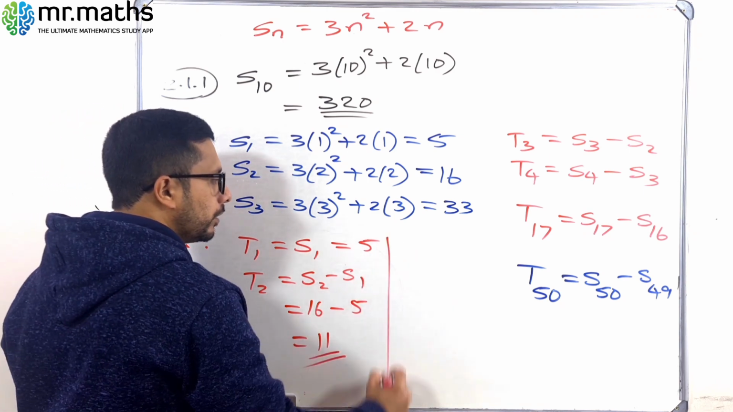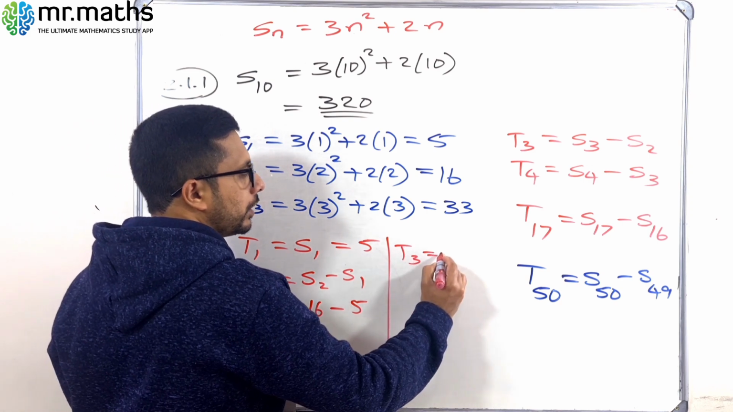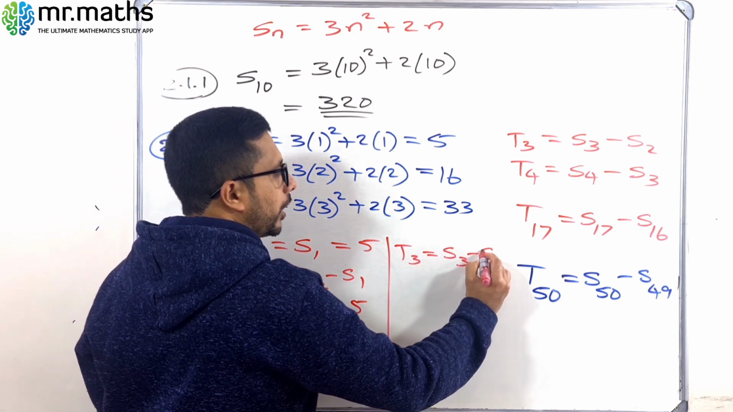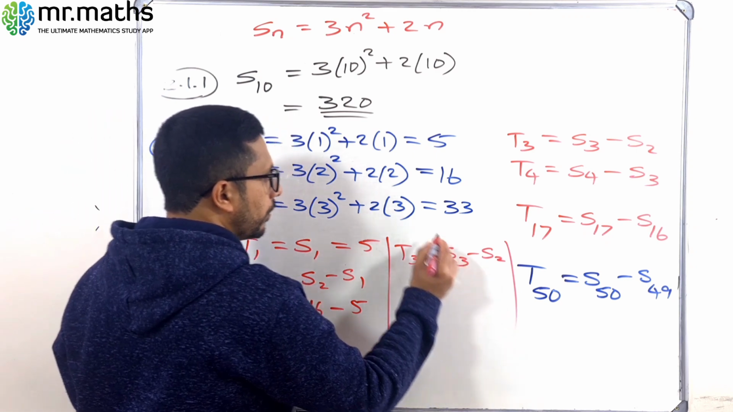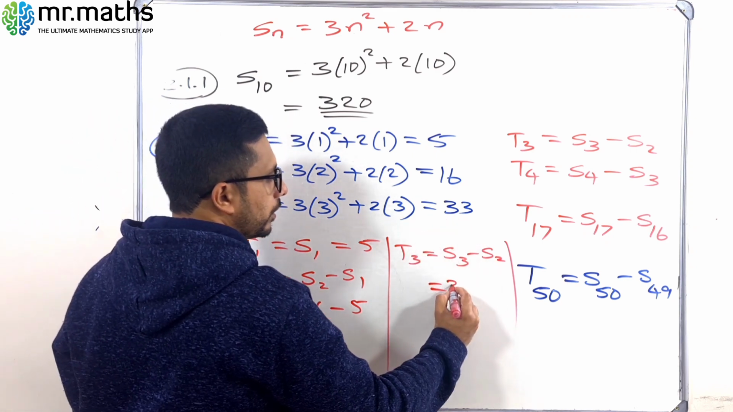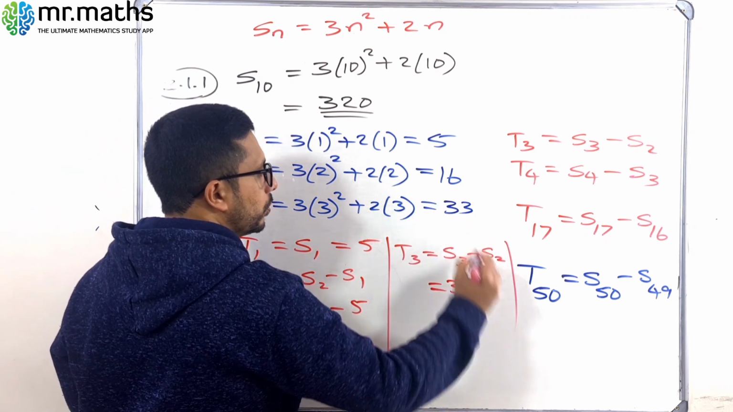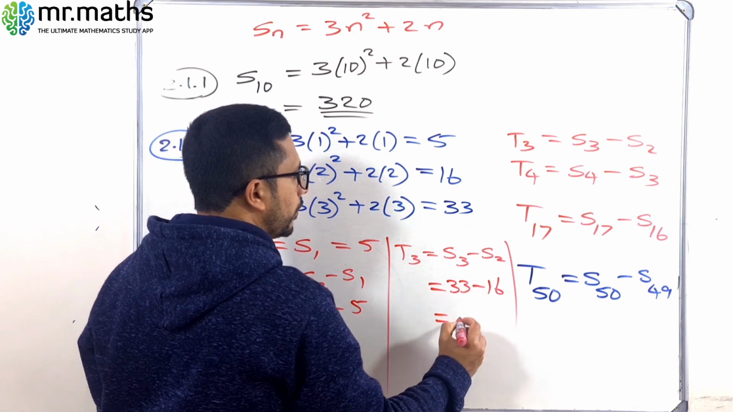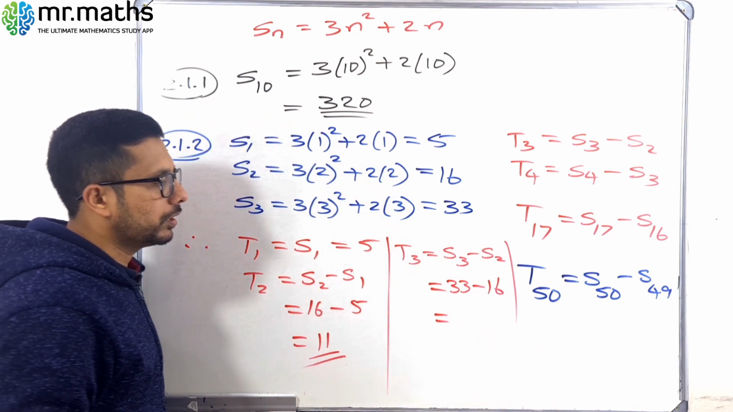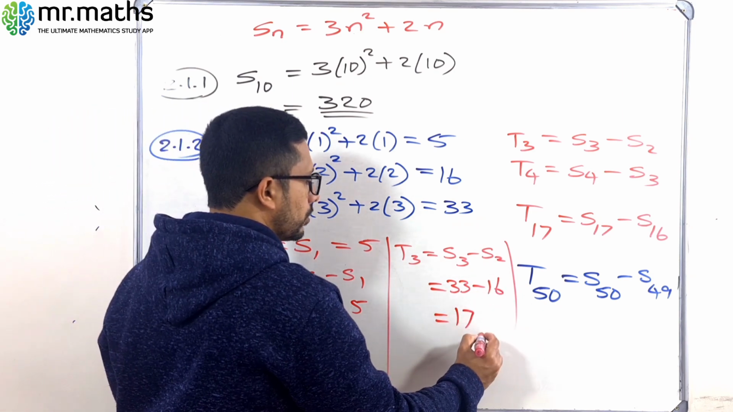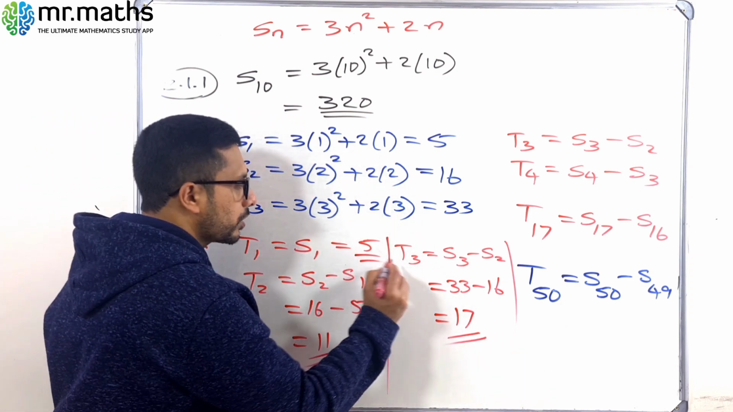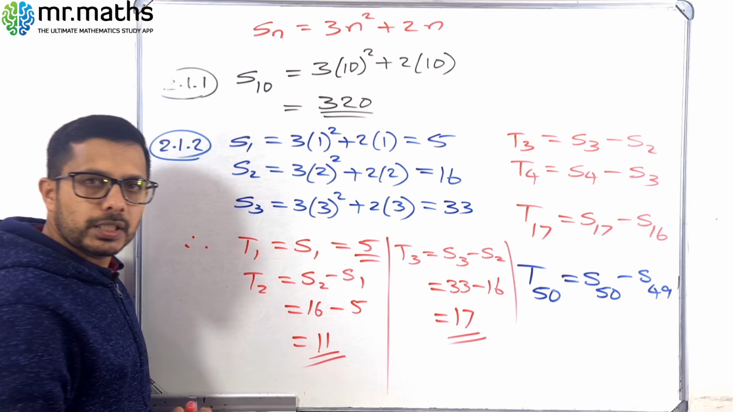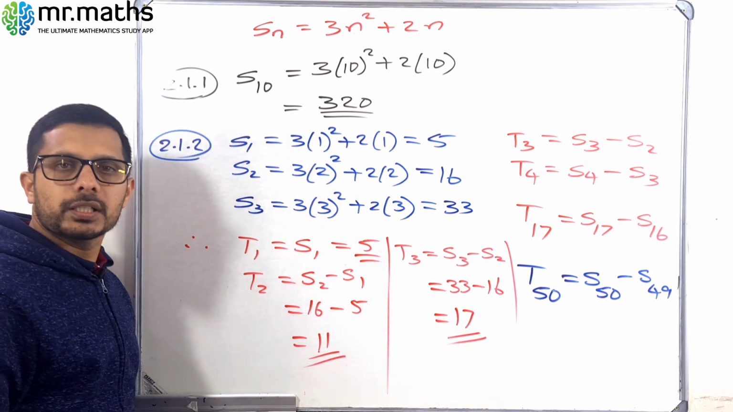Then T3. How can I find T3? S3 minus S2. Am I right? So S3, what is S3? 33. 33 minus S2, that is 16. What is that one? 23, 17. So the third term is 17. Look at this one. First term is 5, second term is 11, and the third term is 17.